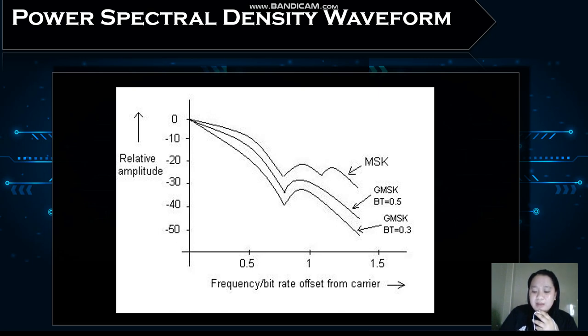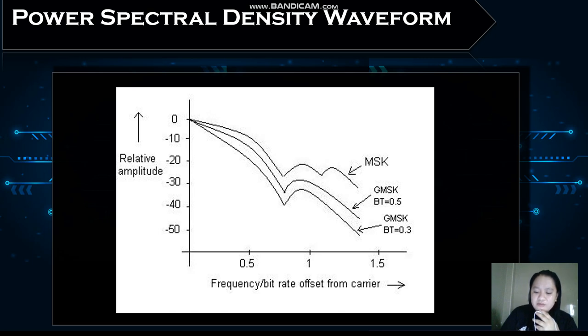So this is a plot of the spectrum of an MSK signal. It shows the sidebands extending well beyond a bandwidth equal to the data rate. This can be reduced by passing the modulating signal through a low-pass filter prior to applying it to the carrier.